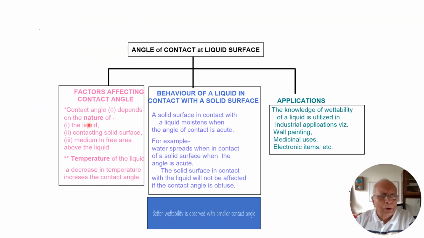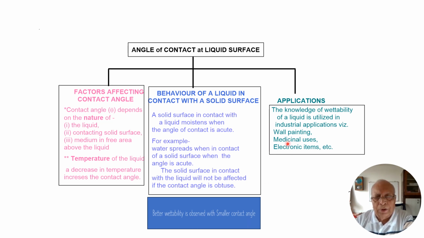Now, here is again a chart explaining the factors affecting the contact angle, and whatever we have discussed, the contact angle depends upon the liquid, solid surface, and the medium above the liquid and also solid in the free area. Because a liquid or a solid is also in contact with the gas, normally the air. Temperature of the liquid, a decrease in temperature increases the contact angle. And better wettability is observed with a smaller contact angle. We have just earlier seen this.